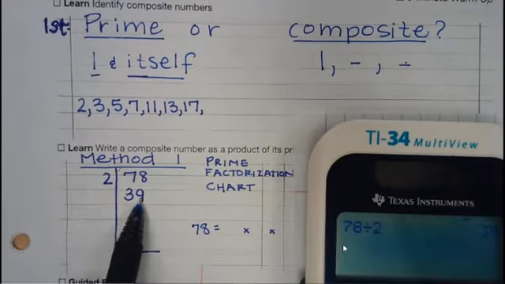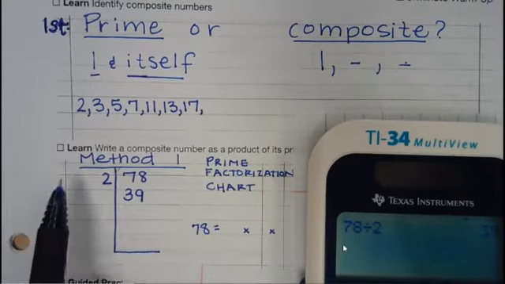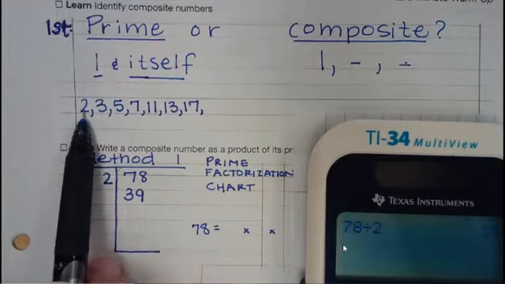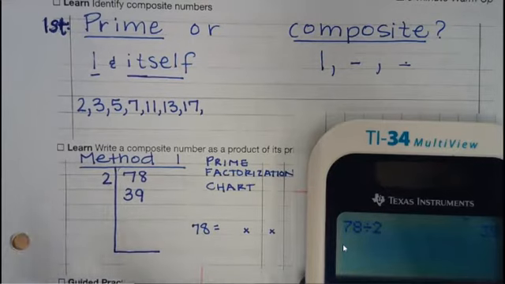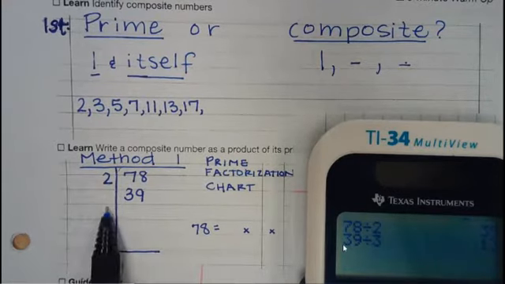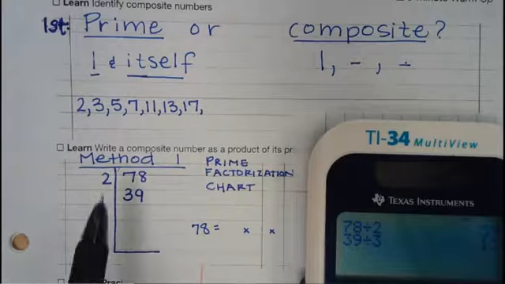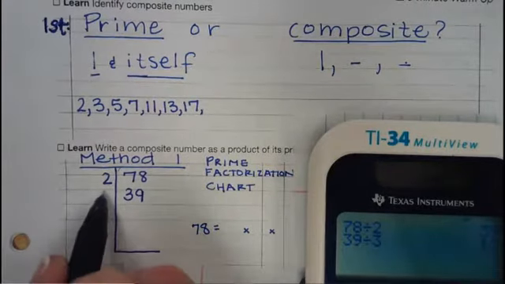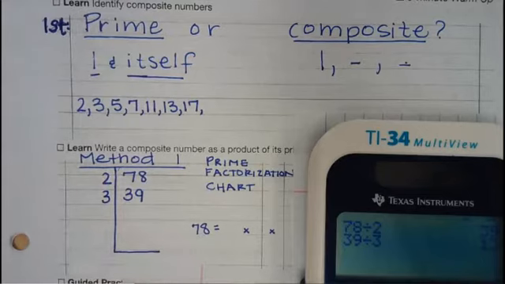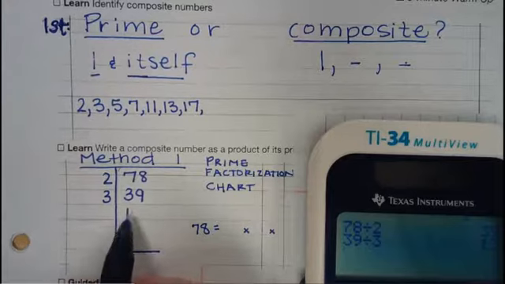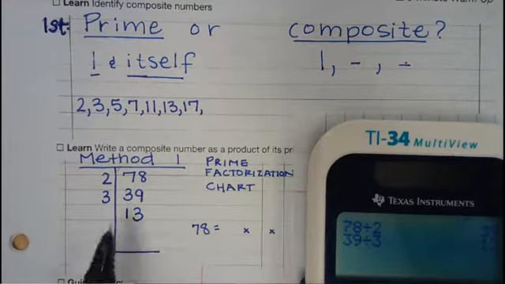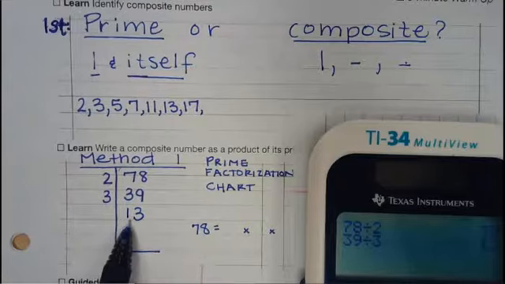Okay. Now I look at 39. It's not an even number, so I know I can't divide by 2, so I can't use that prime number again. So I'm going to go on to 3 and see if I can take 39 divided by 3. Some of you may know what that is already. If you don't, put 39 divided by 3 in your calculator. If you got a decimal, you would know that you couldn't use 3 as a prime factor of 39. But since it does not come out as a decimal, 39 does have 3 as a prime factor. So we're going to put the 3 out here, the prime factor, and put the 13. So 39 divided by 3 is 13.